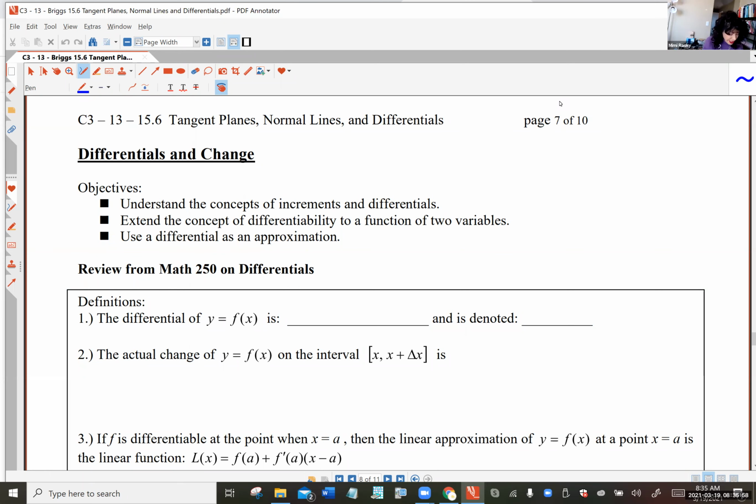Okay, differentials and change. So what does this have to do with anything? Well, Calc 3 is an extension of Calc 1, but we're doing Calc 1 in 3D. So differentials is something that you studied in Calc 1. So let's do a quick review of that, and then we'll do the Calc 3 version. All right, here we go.